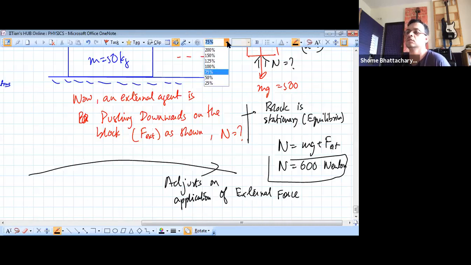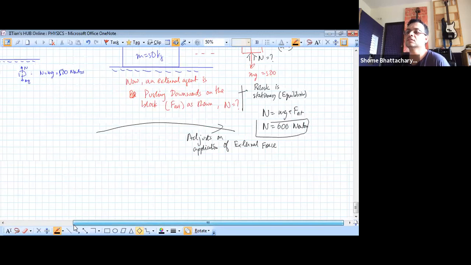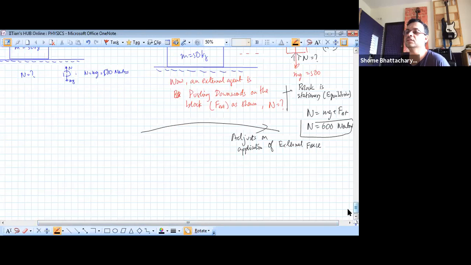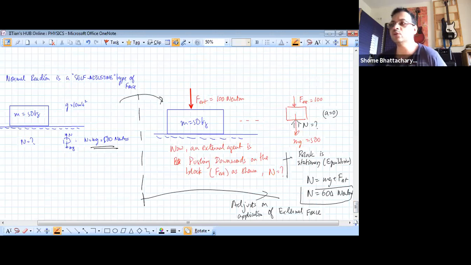Okay, so is this situation clear? The block was lying on the ground initially with no other external force. So normal reaction was equal to 500 newtons. But as soon as I made this change, that the external force started acting on it, the normal reaction suddenly changed from 500 to 600 newtons. Weight, on the other hand, is not something that self-adjusts. Weight remains 500 newtons, irrespective of whether I'm applying any other external force or not.